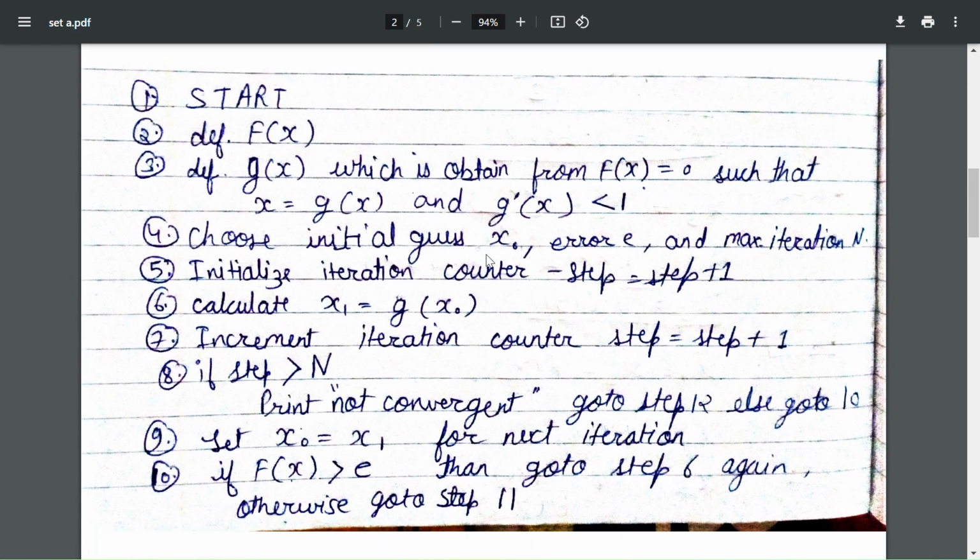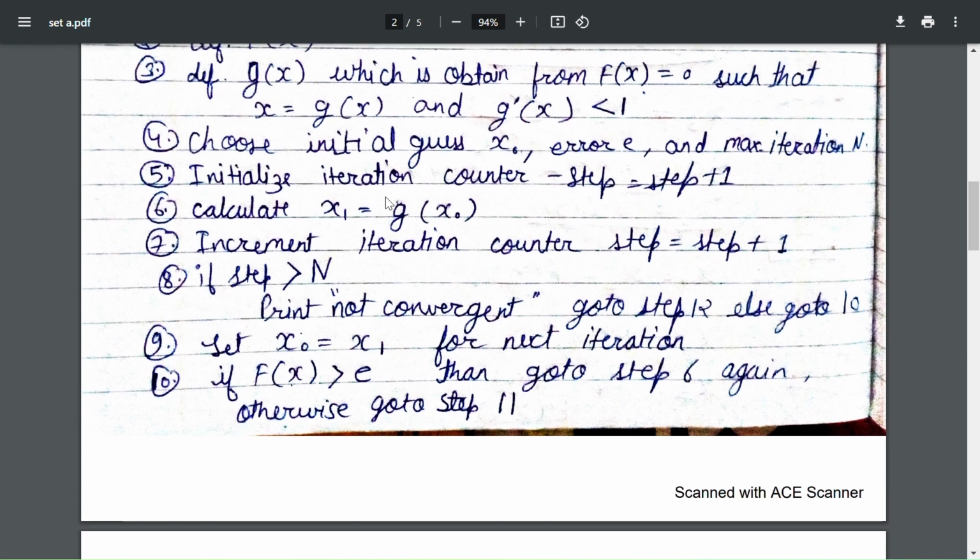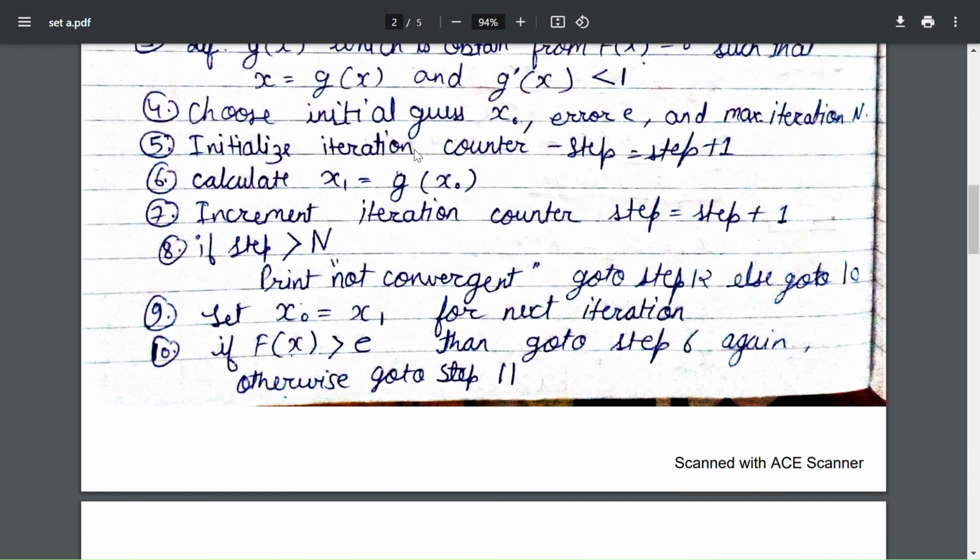Then in second step we will define a function f of x. Then in third step we will define function g of x which is obtained from f of x equals to 0 such that x equals to g of x and g dash x is less than 1. Then in fourth step we will choose initial guess x0 and error e and maximum iteration n from the user.